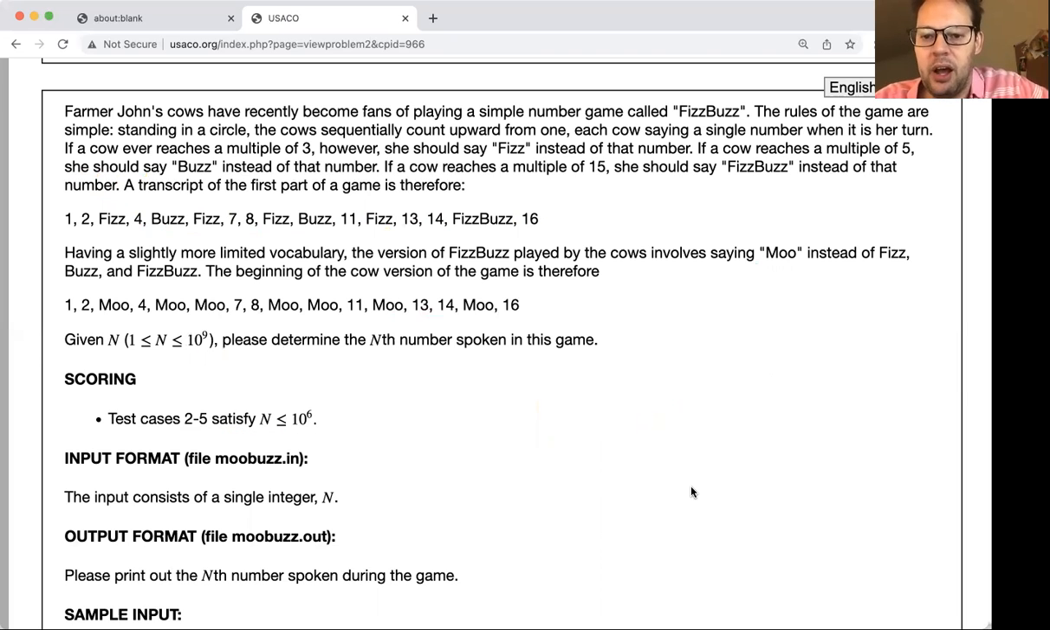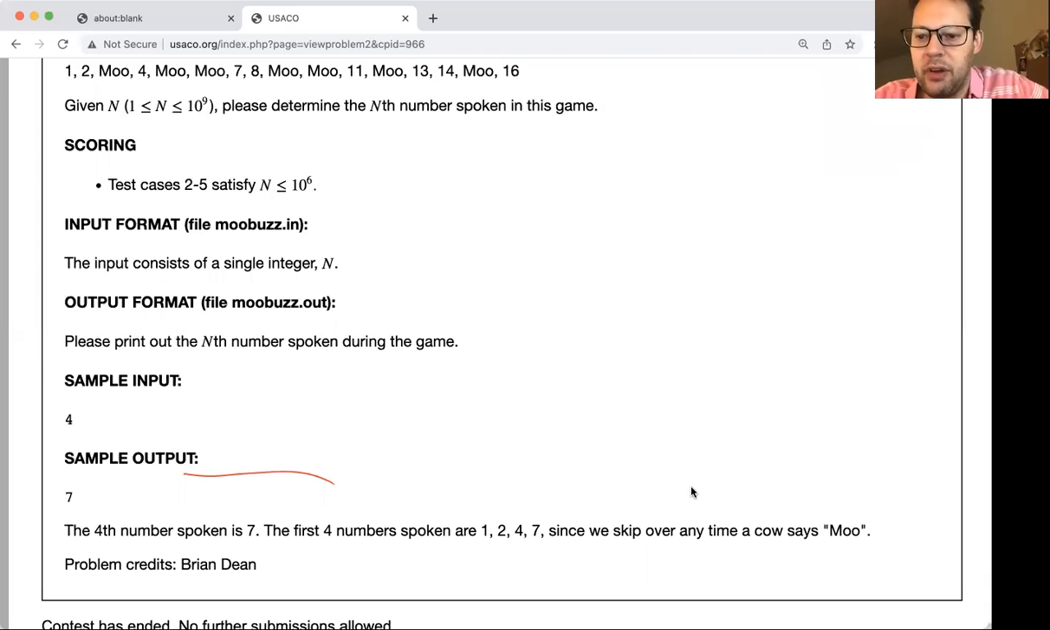Input format is coming from the file called moobuzz.in. The input consists of a single integer n, and remember n means we want the nth number. The output format is to moobuzz.out, which is to print out the nth number spoken during the game. So for example, sample input is 4, sample output is 7. The fourth number spoken is 7. The first 4 numbers are 1, 2, 4, and 7 because 3 is divisible by 3, 5 is divisible by 5, and 6 is divisible by 3. So none of those numbers get spoken.